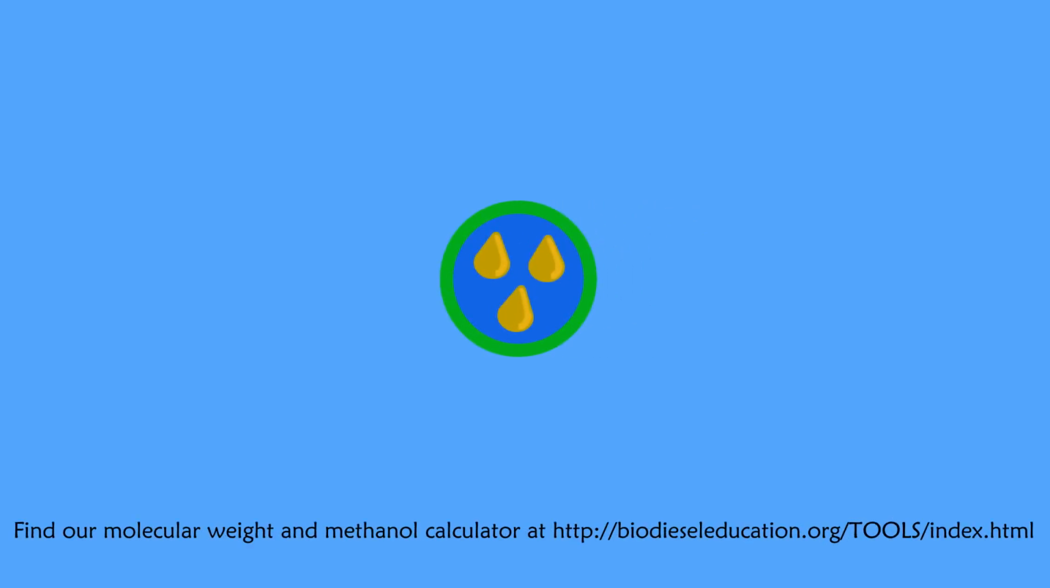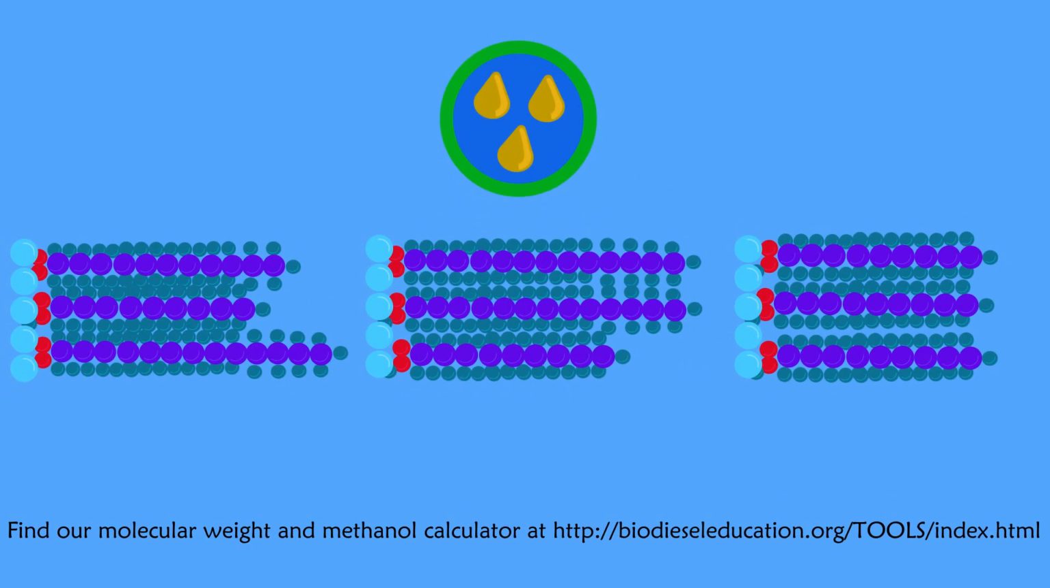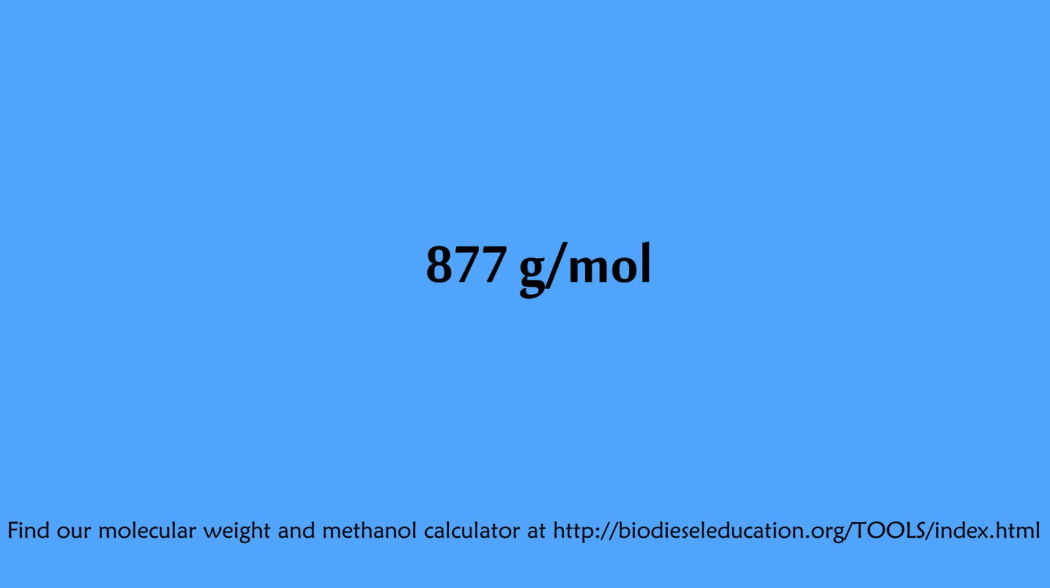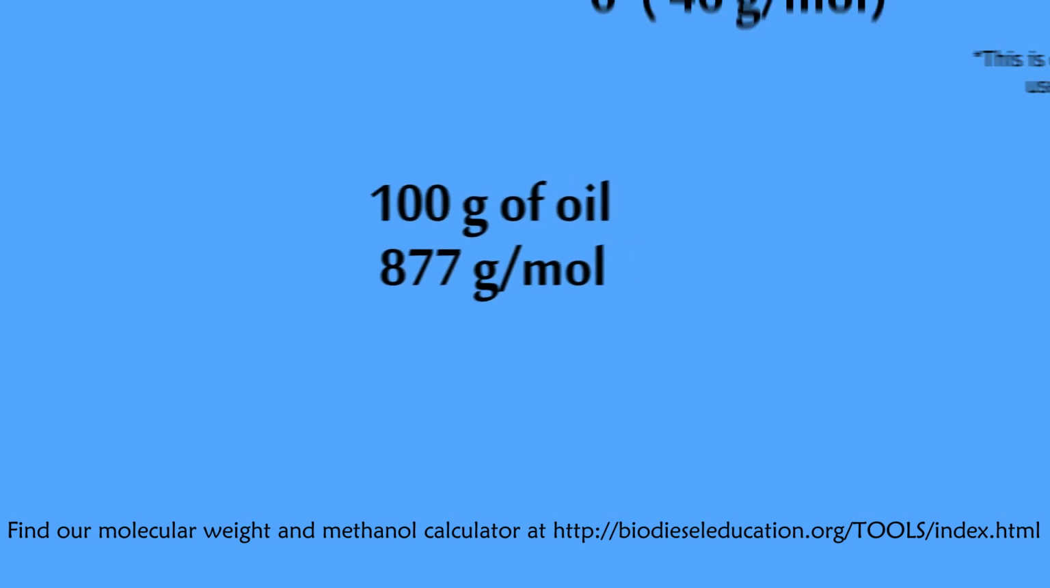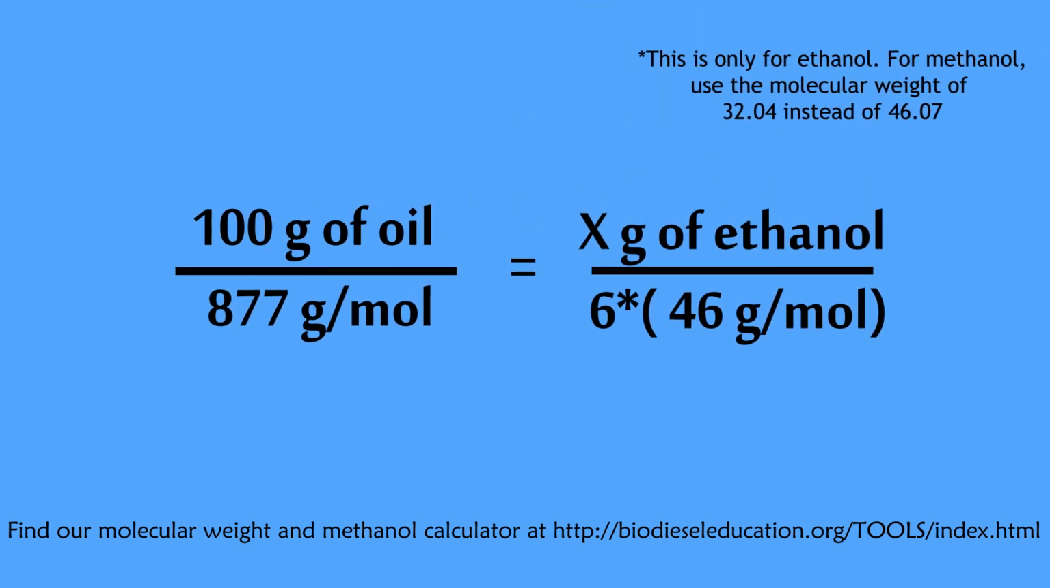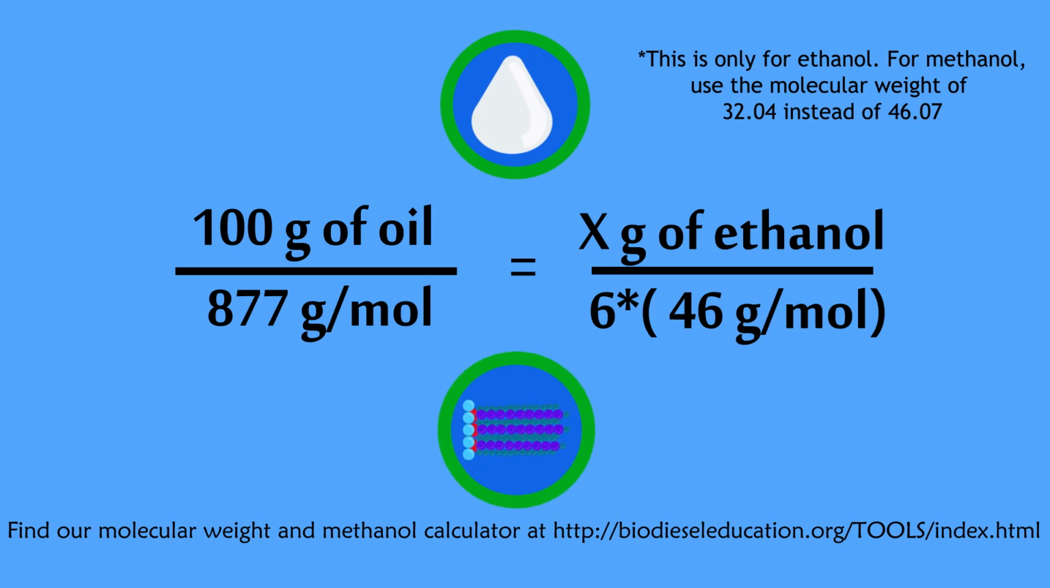The first step is to calculate the molecular weight of ethanol. It can be very difficult to calculate the molecular weight of a fat or oil, since they are made up of many different large molecules, triglycerides, each with different fatty acids attached. For this exercise, we will use a value of 877 grams per mole for canola. Since we are using 100 grams of oil, we can use the following relationship to calculate the ethanol needed for a 6-to-1 ratio of ethanol moles to triglyceride moles.